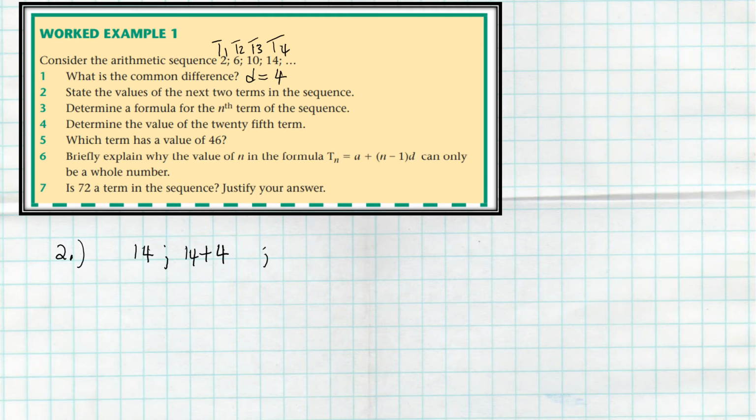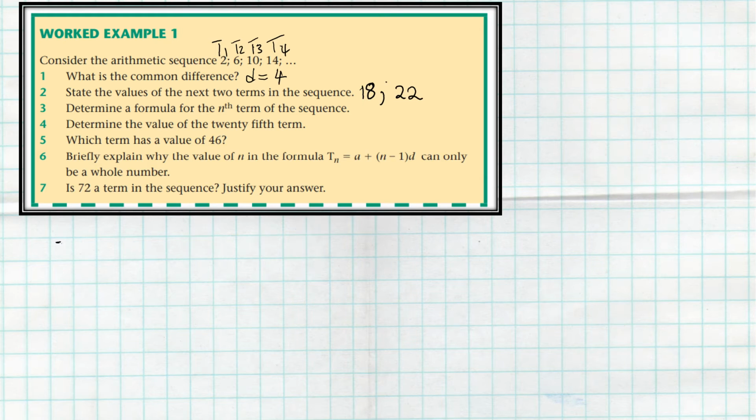Because they need the next two terms, 14 plus 4 gives us 18, right? Then we say 18 plus 4 to get the other one. 18 plus 4 gives us 22. So 18 and 22 are the values of the next two terms of the sequence. Basically, we added the common difference to the previous term in order to get the next term.